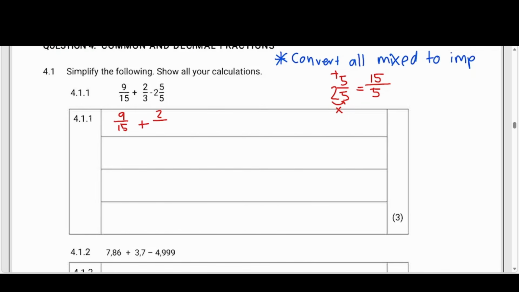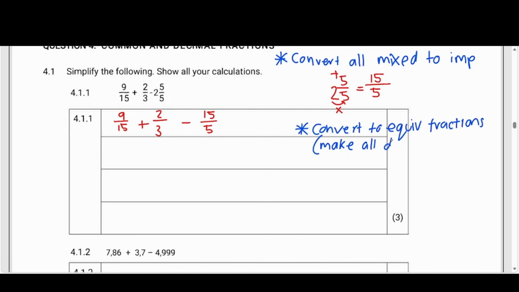Okay, now we can rewrite this here as 9 over 15, add 2 over 3, take away 15 over 5. Your next step, once you've converted them all to improper fractions, is you need to make all the bases the same. So convert to equivalent fractions, which is just a fancy way of saying make all the bases the same. Make all the denominators the same.